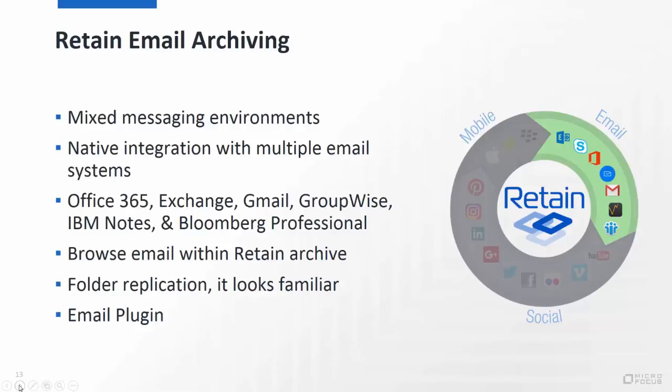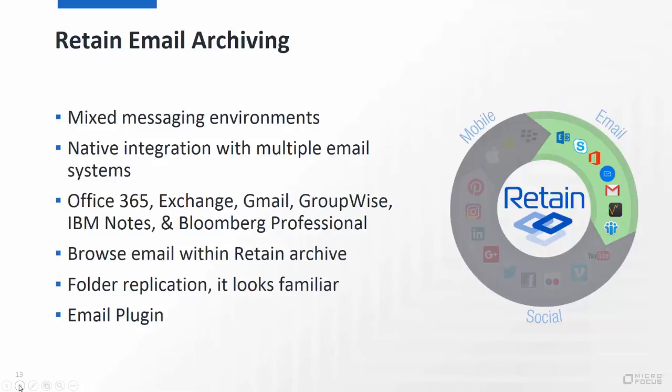So with email archiving, Retain can archive multi-platform and mixed messaging environments. If you're running Exchange and Office 365, or you're running Gmail and Exchange, or you're running GroupWise and Gmail, you have the ability to have mixed environment archiving. So you can archive one platform and another, multiple platforms simultaneously.